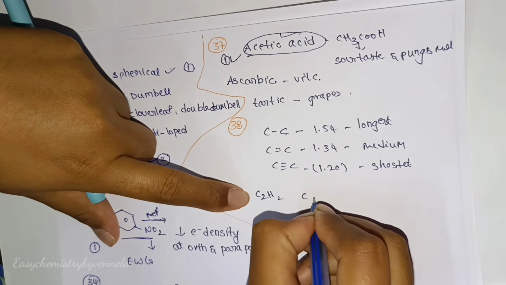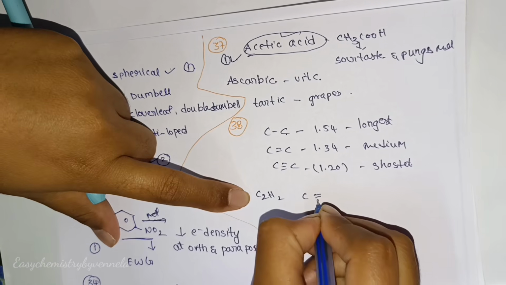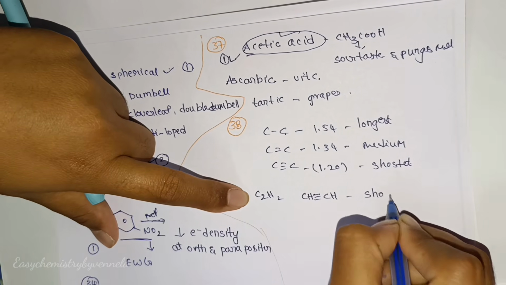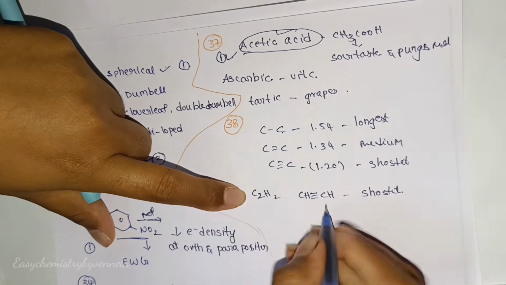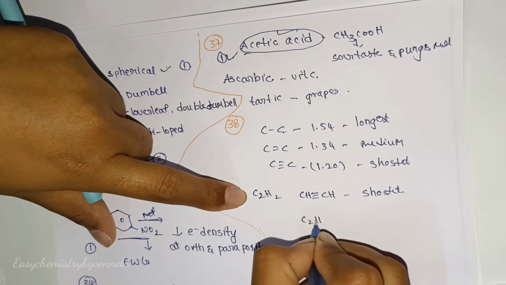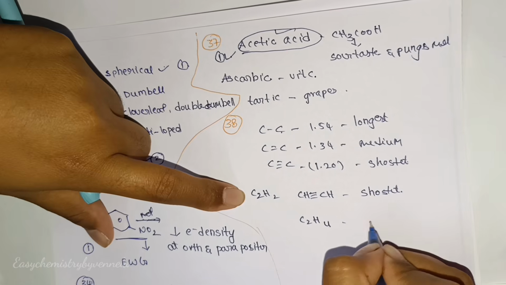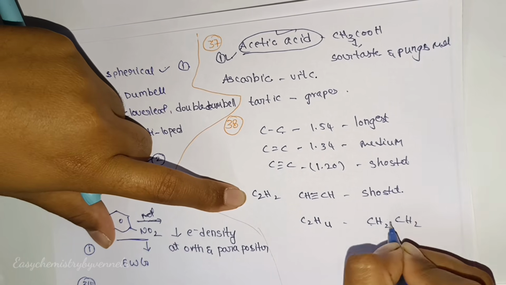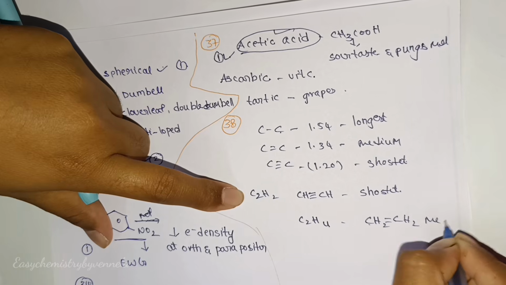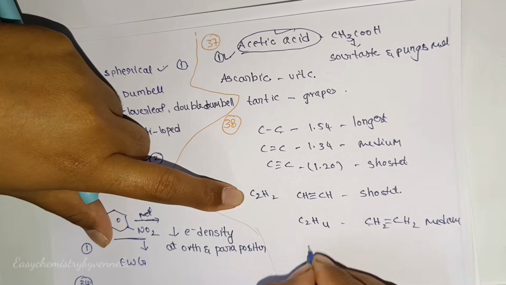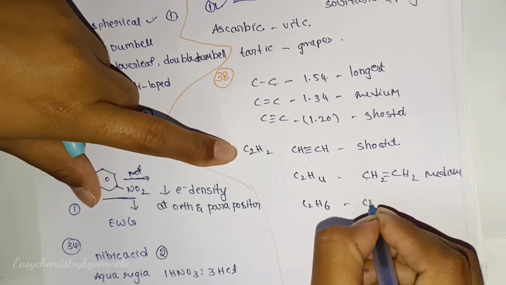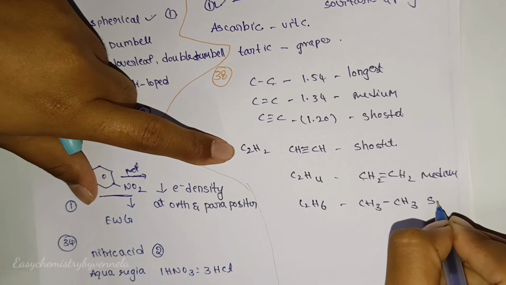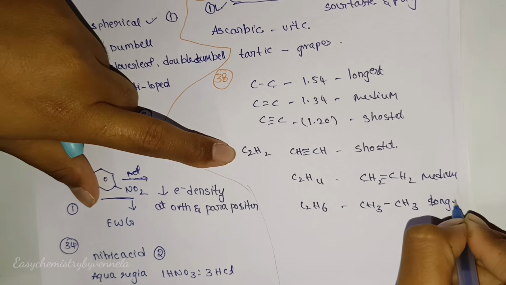C2H2, it is triple bond. So it is shortest. Next option C2H4, that means C2H4. It is double bond. This is medium. Next option C2H6, CH3CH3. This is longest.